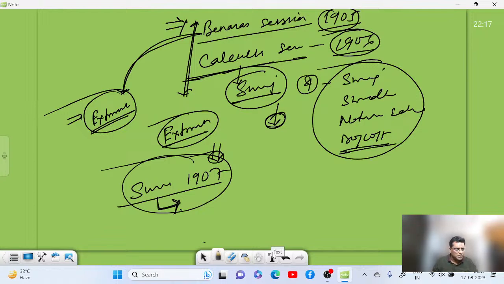And that ultimately created a massive rift between the moderates and extremists, which turned into a very ugly moment, with chairs and shoes being thrown in the Surat session. Then the president of the session, Rash Behari Ghosh, expelled Lal Bal Pal, the extremist trio, and this is known as the Surat Split. This was completely a victory of the British government.